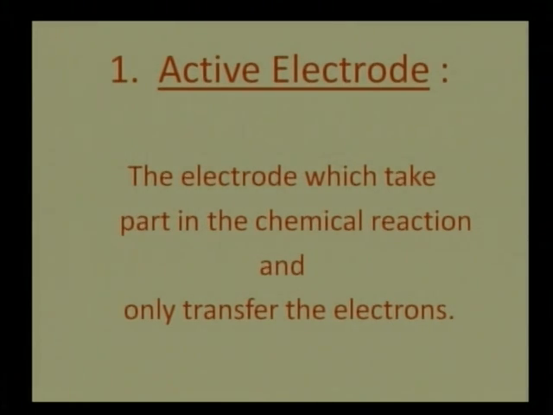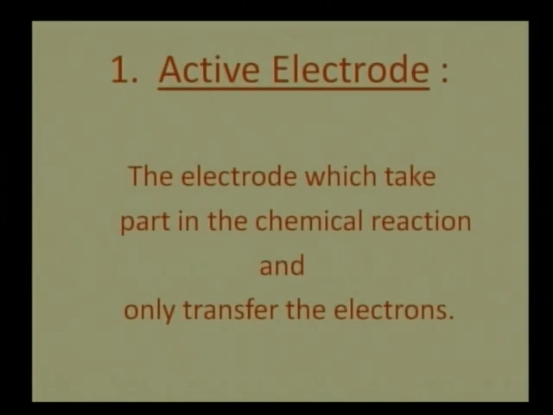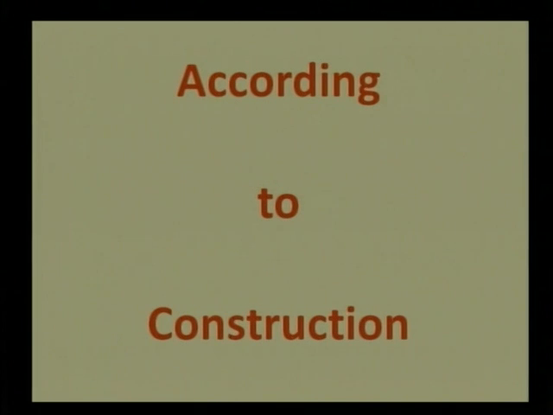And the second one is the inactive electrode, also known as inert electrode, which does not take part in the chemical reaction but only transfers the electrons in the circuit. Examples of inactive electrodes are platinum electrode and graphite electrode. Inactive electrodes only transfer the electron without taking part in the reaction, but the active electrodes take part in the reaction and also transfer the electron, and we measure this in potentiometric titration.